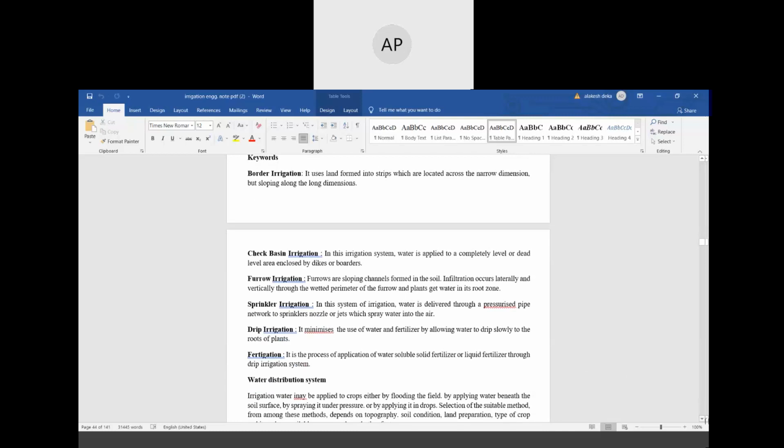Keywords. Border irrigation. There are some other methods such as strip irrigation. Border irrigation system, check basin irrigation, furrow irrigation. Here the keywords are given, that means the definitions are given: border irrigation, check basin irrigation, furrow irrigation, sprinkler irrigation, drip irrigation, and fertigation.